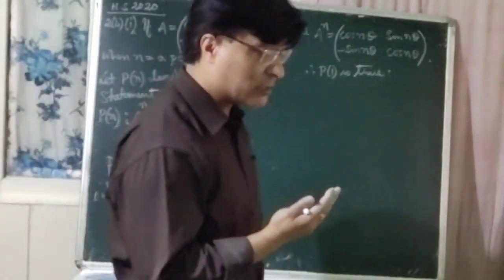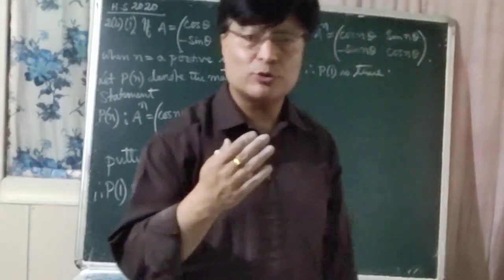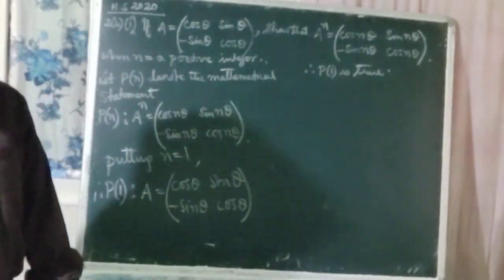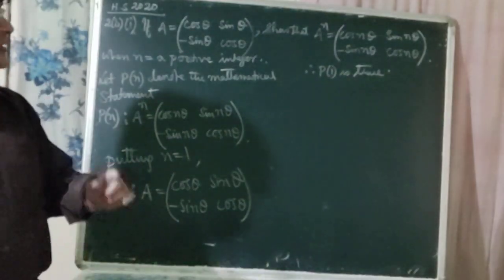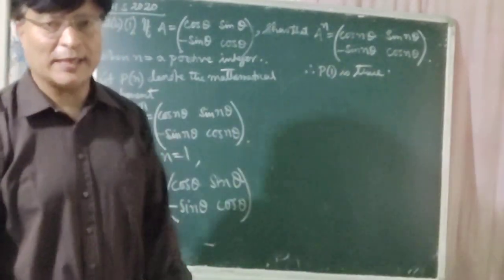So we can write down here that therefore P of 1 is true. We have proved that P of 1 is true. Now what is mathematical induction actually? If P of 1 is true, you should prove that P of 2 is true. If P of 2 is true, then P of 3 is true. If P of 3 is true, then P of 4 is true. Let us generalize it.